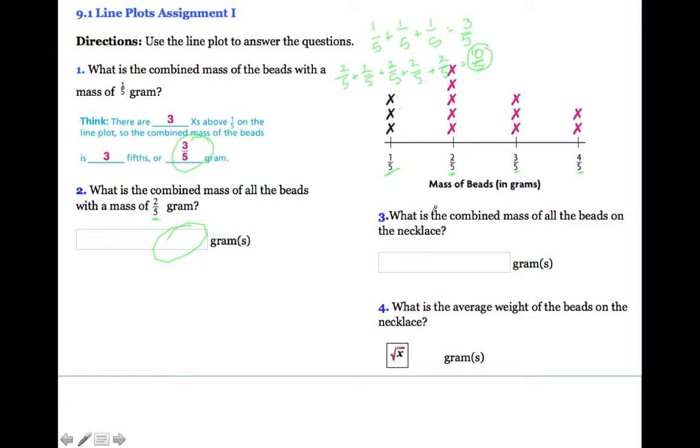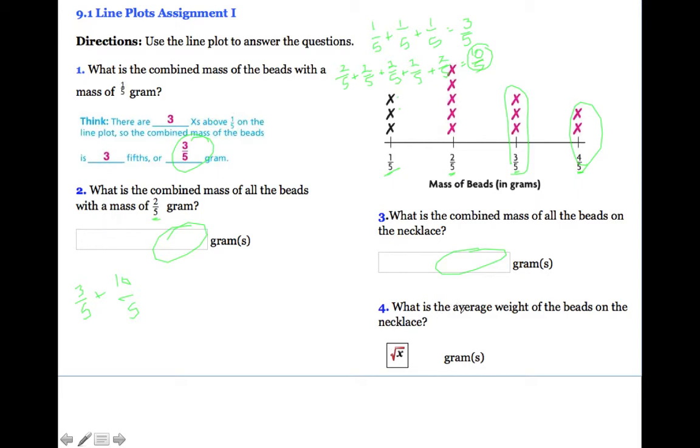So now it's asking, what is the combined mass of all the beads? So I'm going to take this group and add it to this group and add it to this group and add it to this group. You already know right here, I'll come over here at this corner, you've got 3/5, and the next one is 10/5. So now you have to figure out how many fifths this one is altogether, and this one, and you add them up. That gives you your answer here. Be sure and simplify if you can do that.